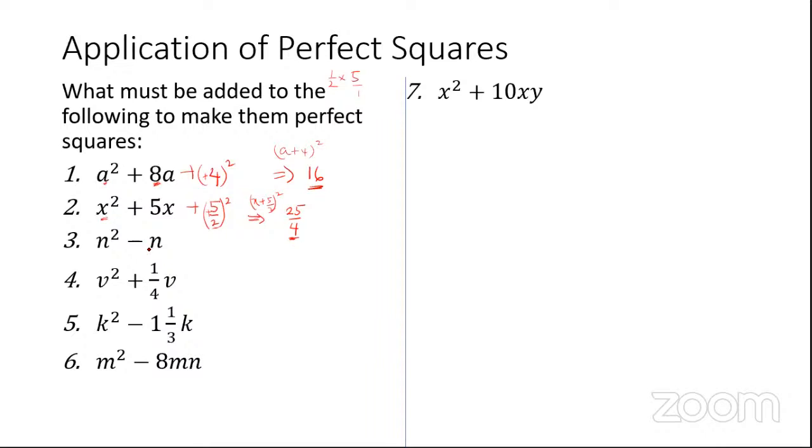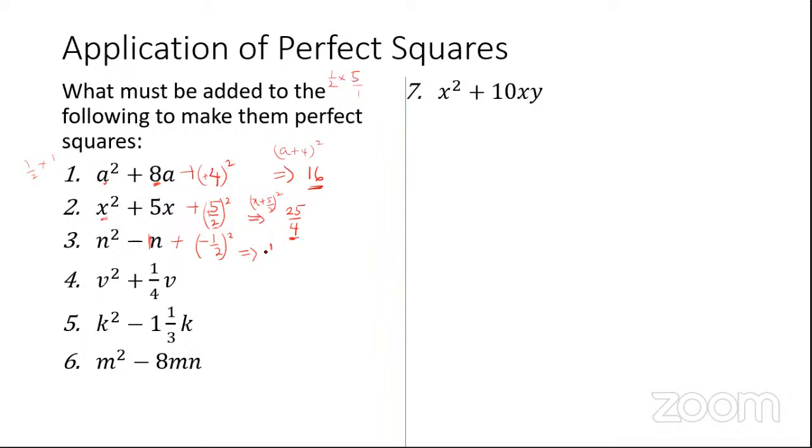Next one here, we have n squared minus n. You see that indirectly we have a coefficient of 1, yes, 1n. What must you add? You look for half of 1. Half times 1 gives us 1 over 2. So we have minus 1 over 2, squared. With that, if you work out minus 1 over 2 squared, what are we going to have?